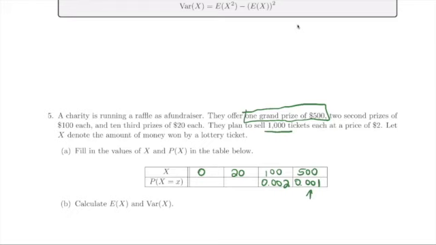And for $20, we've got 10 of those. So that would be 10 out of 1,000. And then all of the rest would be not winners, right? So doing the math here, the remaining are 987 losing tickets out of the 1,000.